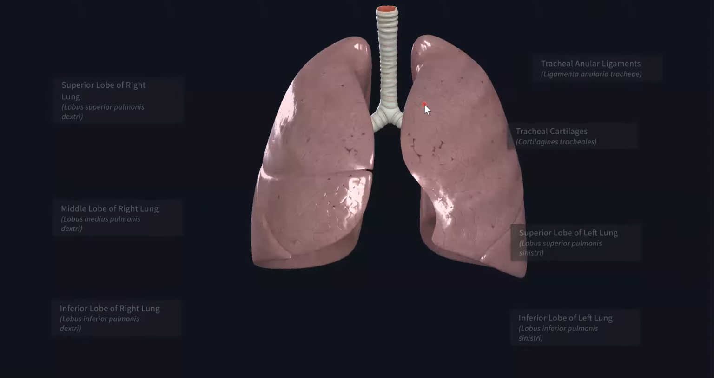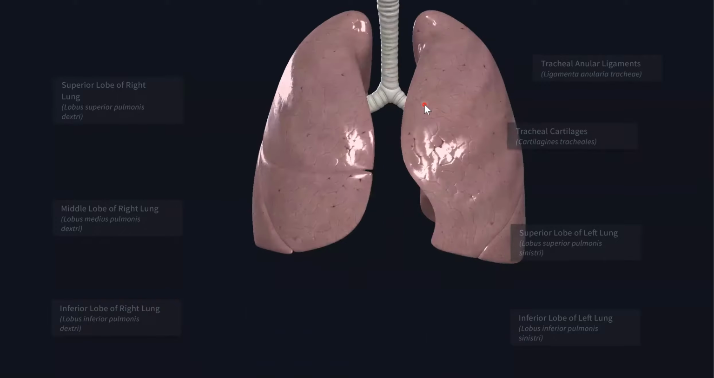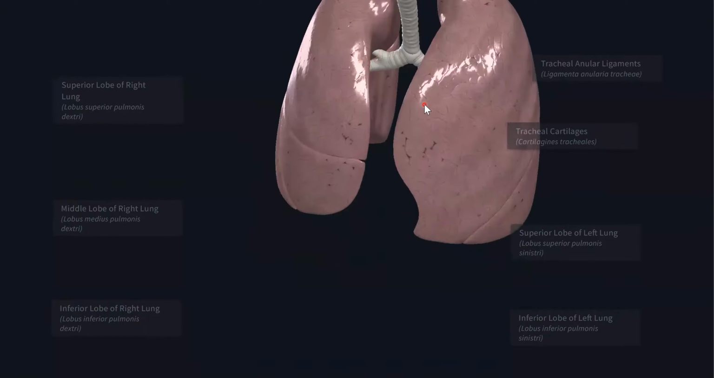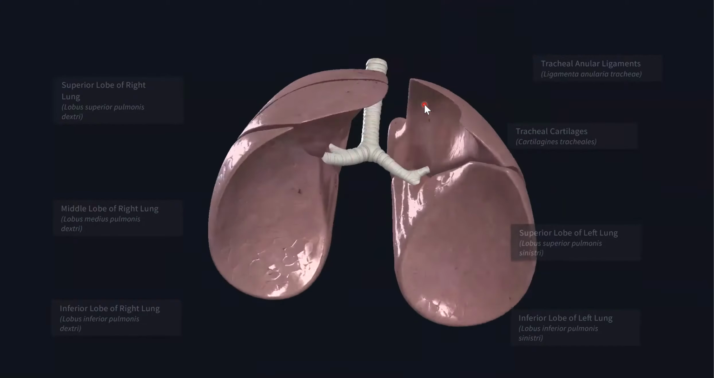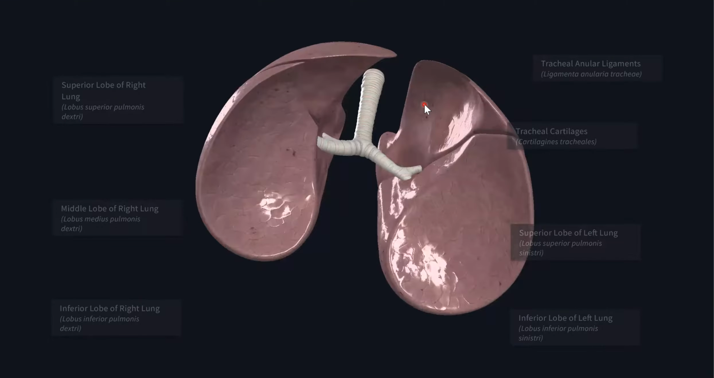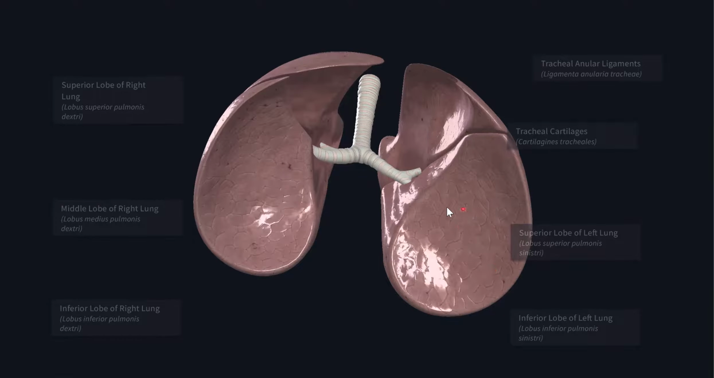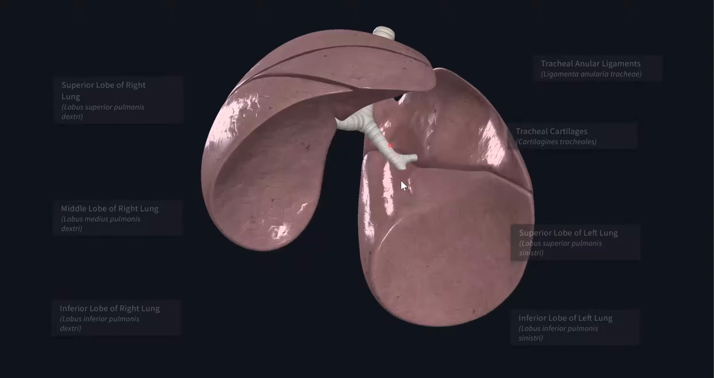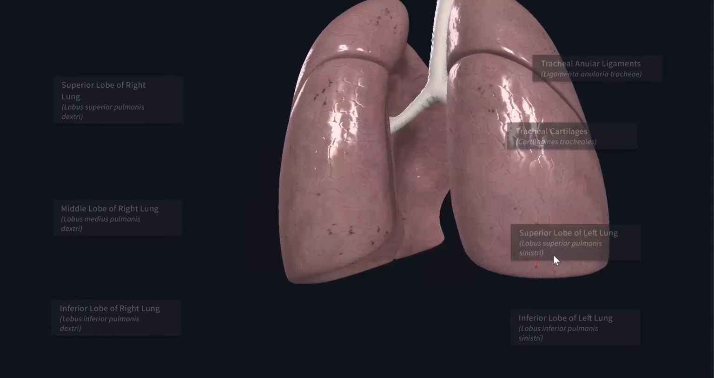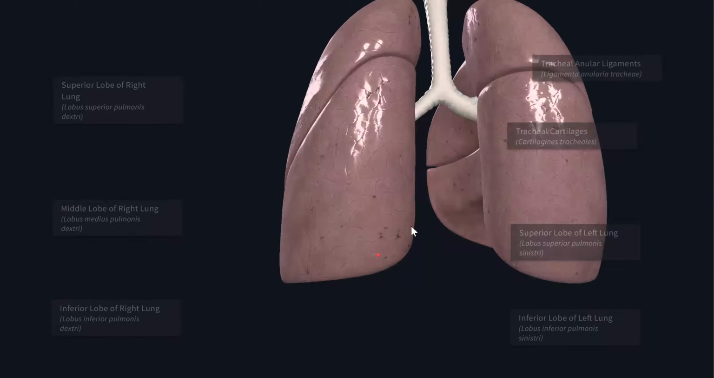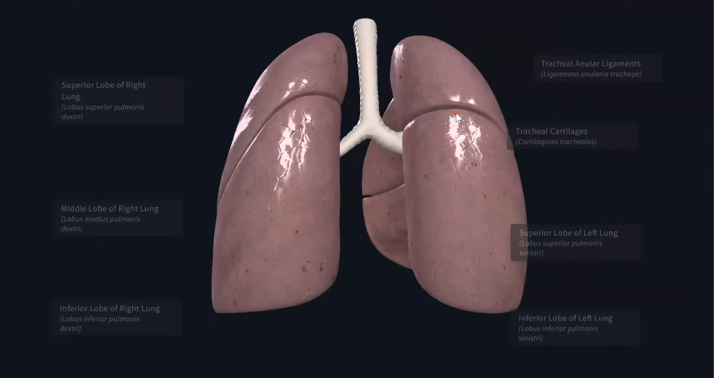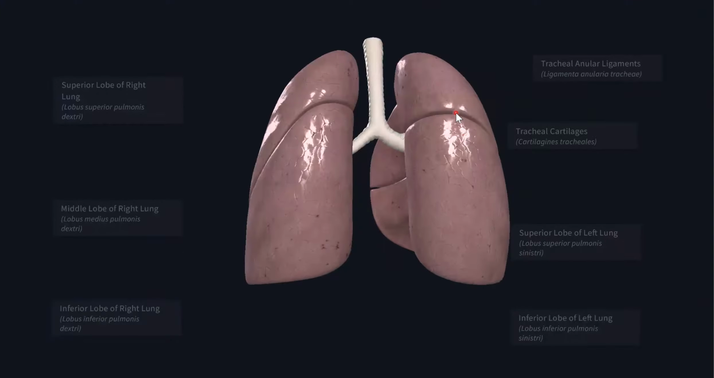And also let's remember the surfaces of the lung. This is the anterolateral surface. This is the diaphragmatic surface, as you see here, and this is the mediastinal surface. And from the back, this is the posterior surface.